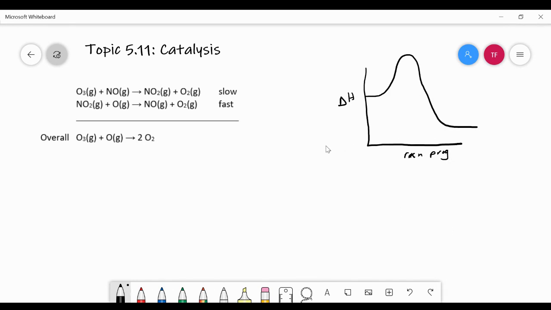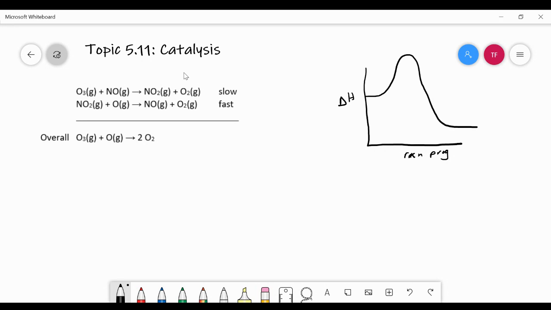But we can catalyze this reaction. We can make this reaction go faster by adding a certain catalyst. And so this is a mechanism for the catalyzed reaction that speeds this reaction up. The reaction mechanism says that we have a slow step and a fast step, so it happens in two steps. And what we want to do is find out where the catalyst is in these steps.